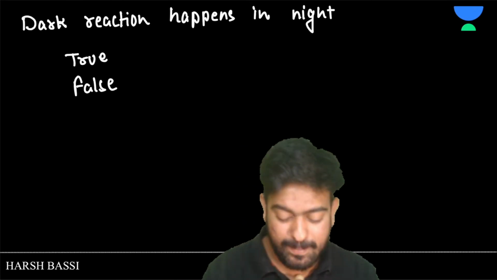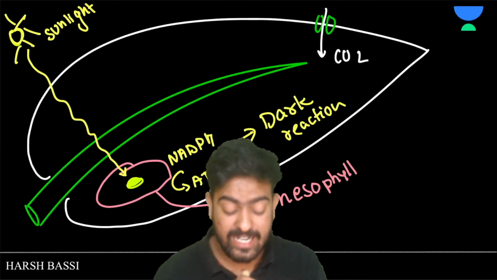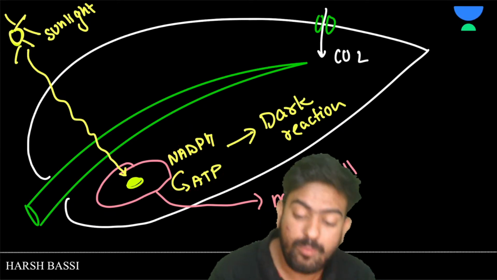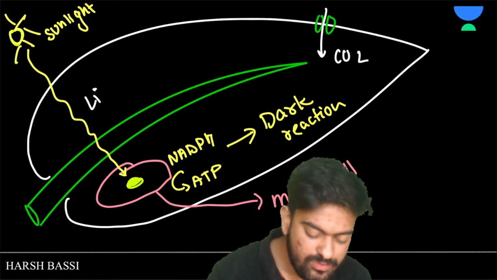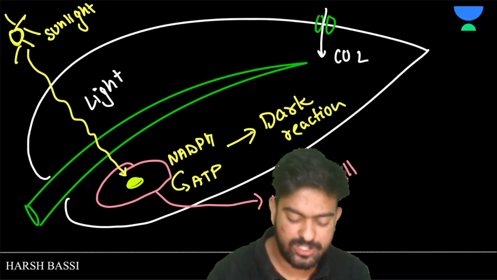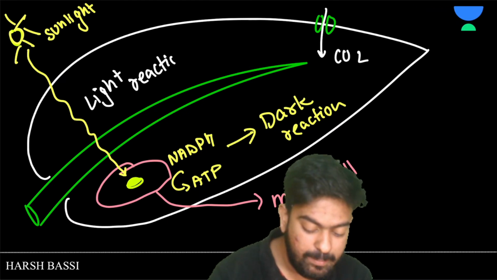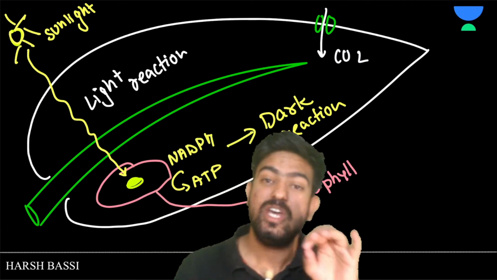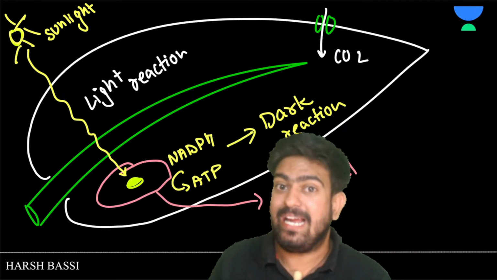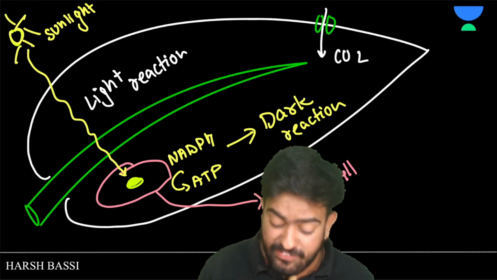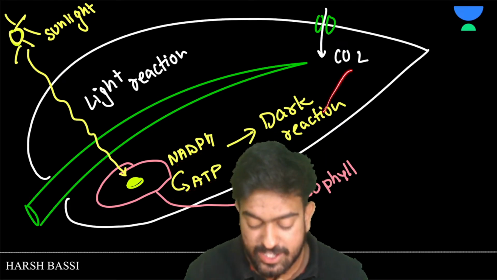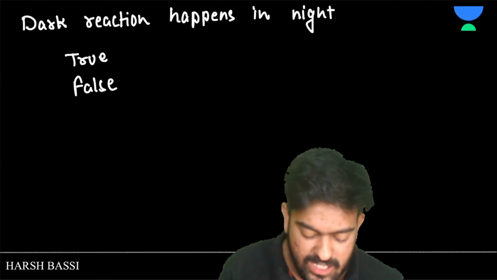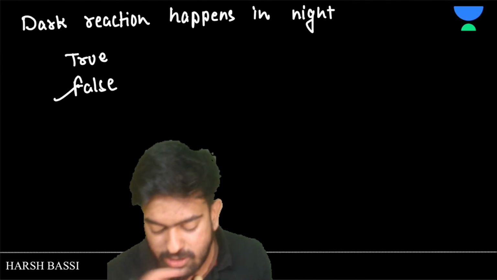No, it will not happen. See, what I said is that when we are going to use NADPH and ATP, which is formed during the light reaction, this ATP and NADPH will be used in the dark reaction. So ATP and NADPH are produced during the daytime, in the presence of sunlight. And if ATP and NADPH are not produced, the dark reaction can't happen. So that means dark reaction doesn't take place at night. This is false. Yes or no?